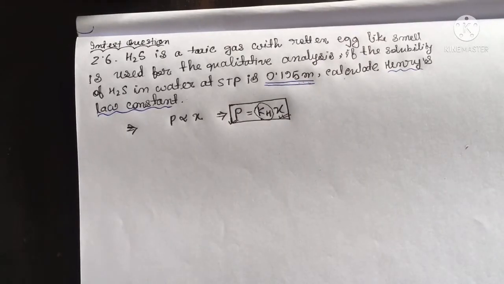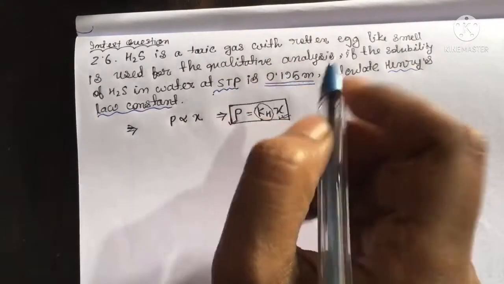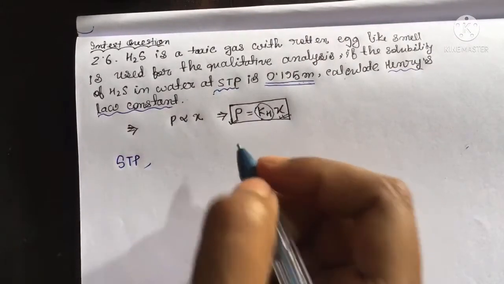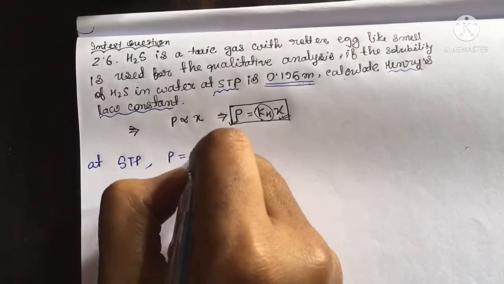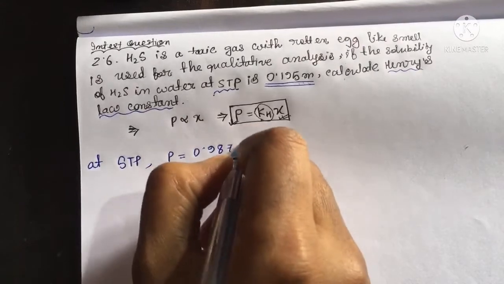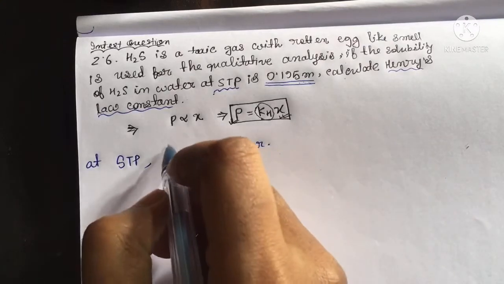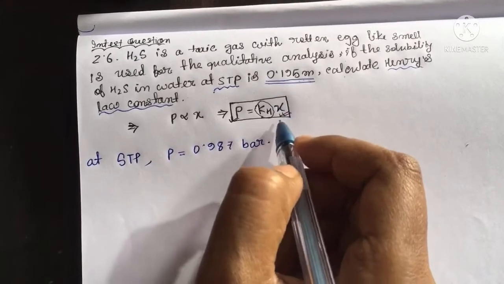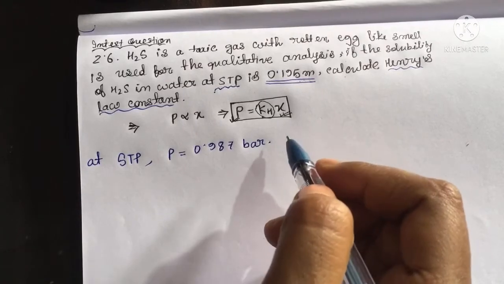Okay, so now let's try to calculate the value of pressure and mole fraction. First of all, here it's given that it's at STP. STP means standard temperature pressure, and at standard temperature pressure the value of pressure is 0.987 bar. Remember that. So we came to know the value of pressure from this STP. Now we have to calculate the value of x. How can we calculate the value of x?